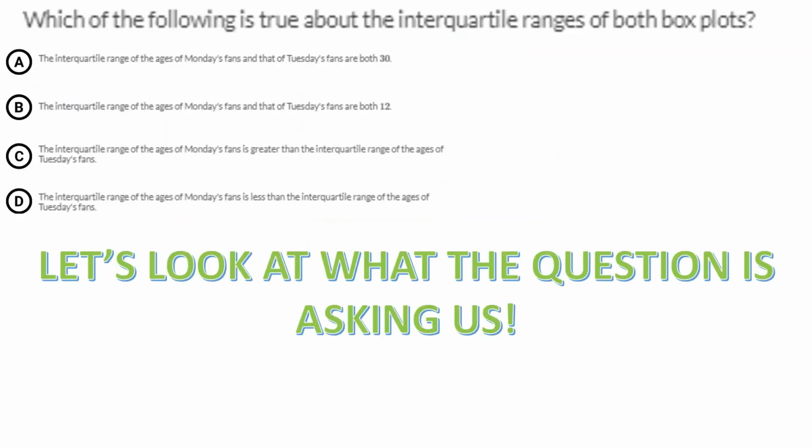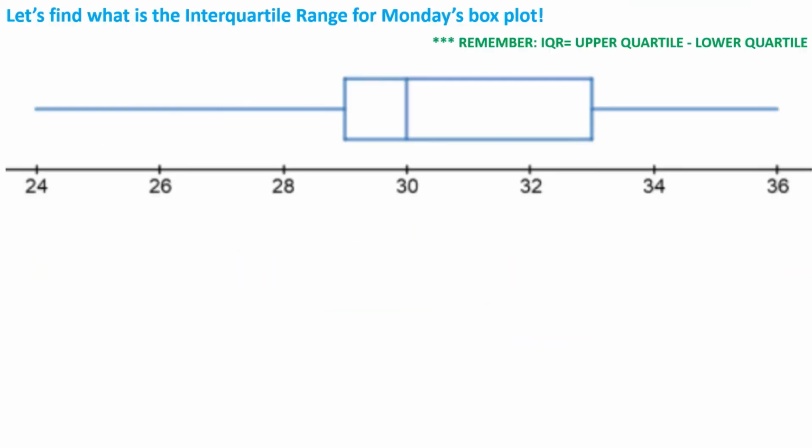Now let's look at what the question is asking us. It is asking us which of the following is true about the interquartile ranges of both box plots. So what we need to find for this question is the interquartile ranges. Let's find the interquartile range for Monday's box plot. Remember that the interquartile range equals the upper quartile minus the lower quartile.